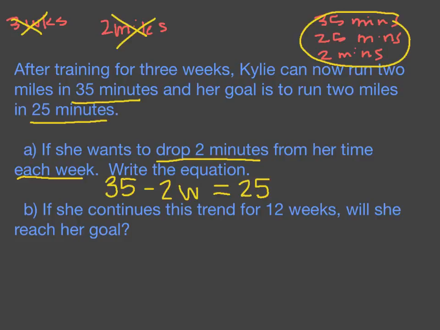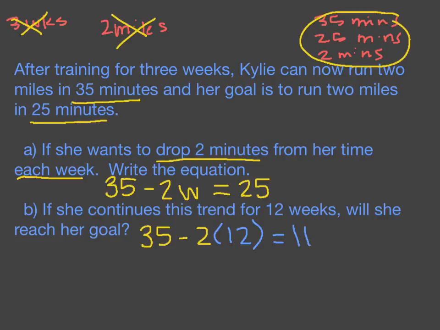Now if she continues this for 12 weeks, will she reach her goal? So we're going to use 35 minus 2W, but instead of that W, that's going away, and I'm going to put in parentheses 12. And we're going to solve for that. And that equals 11 minutes. Now let's see, did she reach her goal?